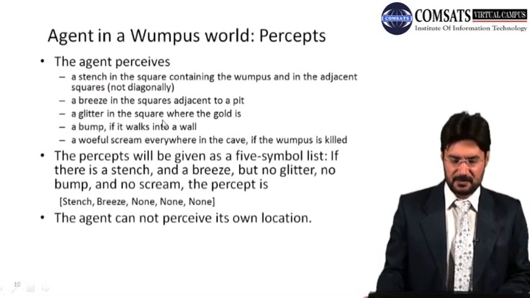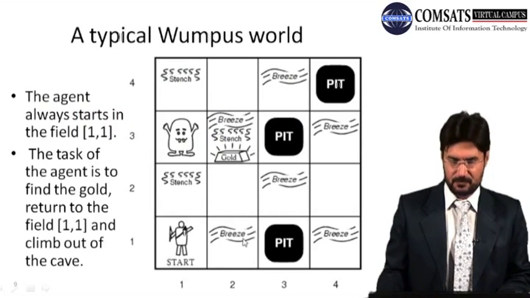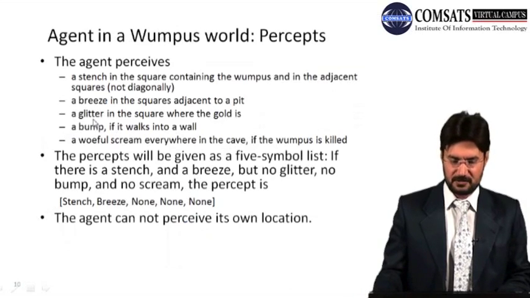A breeze in a square adjacent to a pit. So there will be a breeze in the squares adjacent to a pit but not diagonally. So only the ones which are connected directly will have a breeze. So if we take this one, then there is a breeze here at the bottom, at the right, and at the top, but not diagonally. So this is another piece of information.